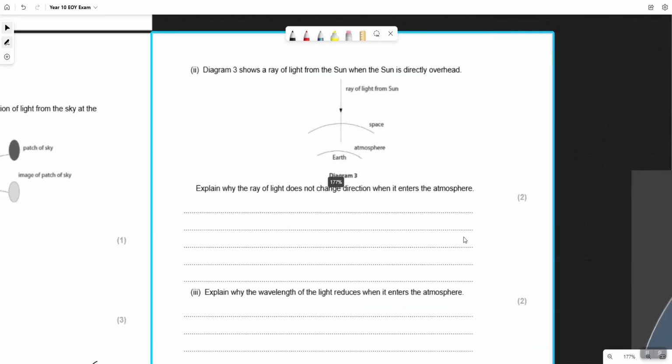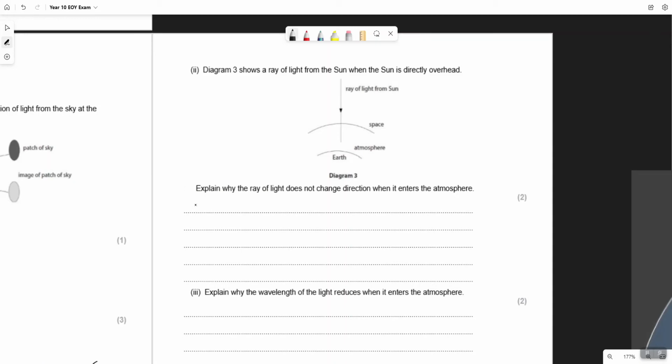So diagram 3. So we've got a ray of light from the sun that is directly overhead. Explain why the ray of light does not change direction when it enters the atmosphere. So what we need to have here is when a ray of light goes from a less dense to a more dense medium, or it slows down, it should bend towards the normal. However, it can't bend towards the normal because it's already on the normal. So it's asking you to give an idea along those lines.